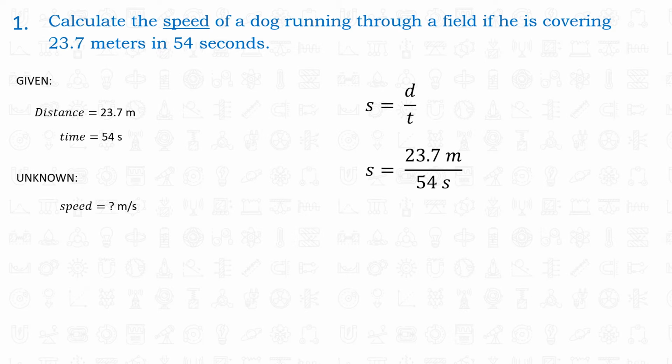Once we get our formula written in there, we can just plug in the distance and the time. And we want to make sure we have units there. Once you divide this using your calculator, you'll find that it's 0.4444, a bunch of fours, but I have decided to round it to the hundredths place. So the speed is 0.44 meters per second.